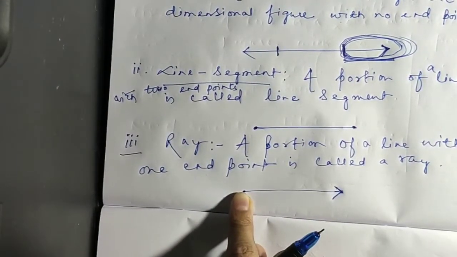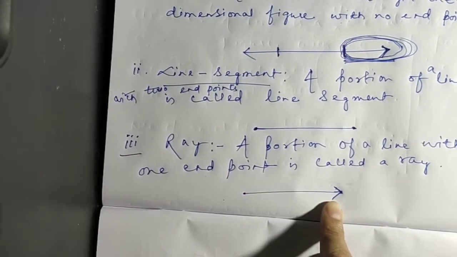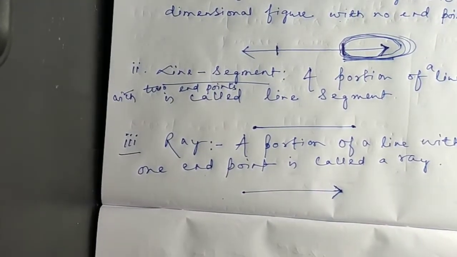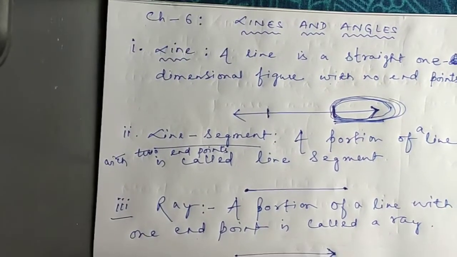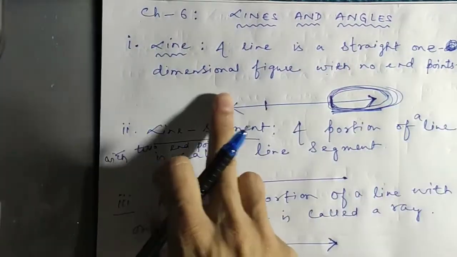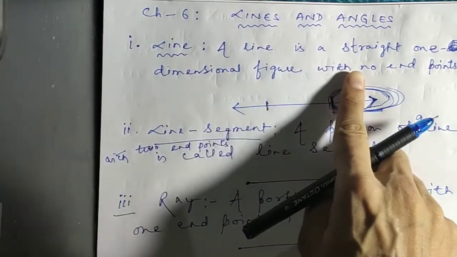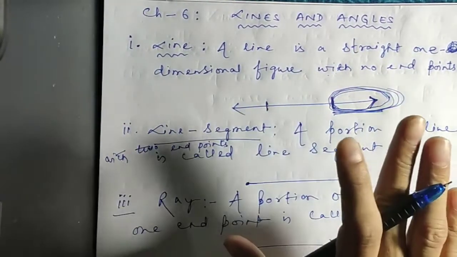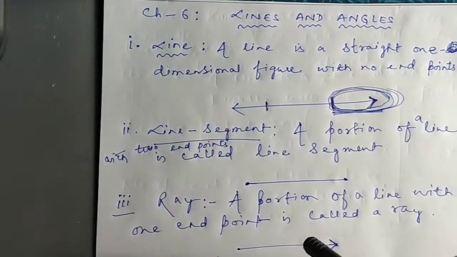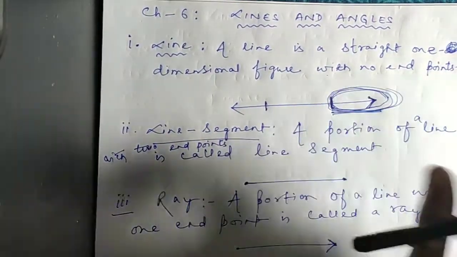Only with one endpoint, and the other will not be an endpoint. It is infinitely long. So these are the three definitions. First of all, a line. A line is a straight one-dimensional figure with no endpoints. Both the points are not ends. It is infinitely long. Okay, so that's why we say with no endpoints.